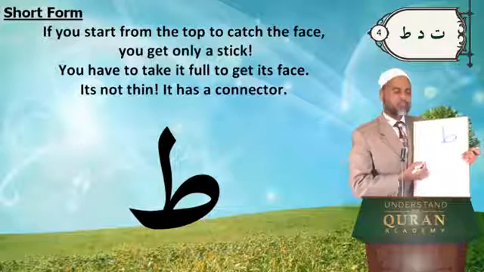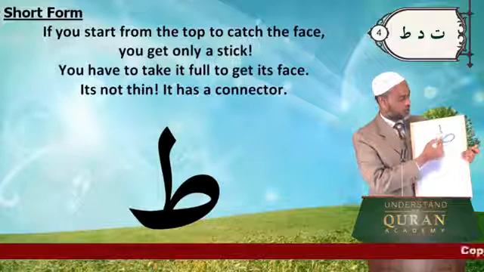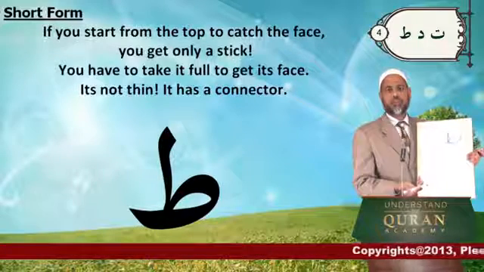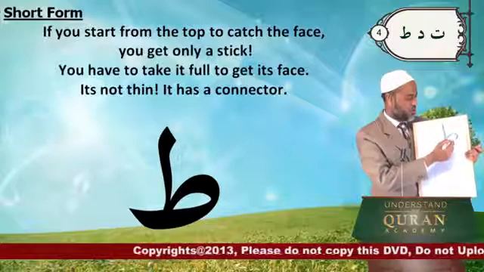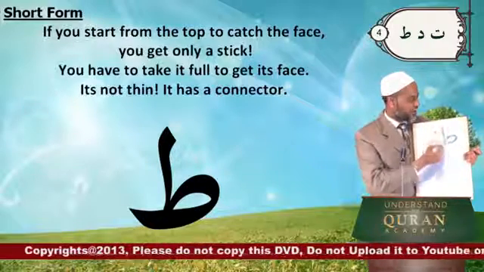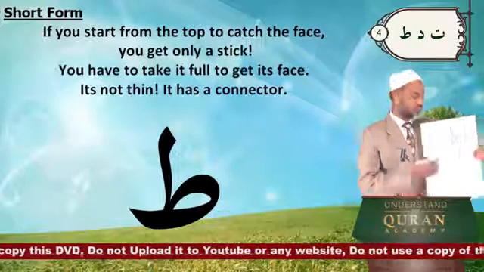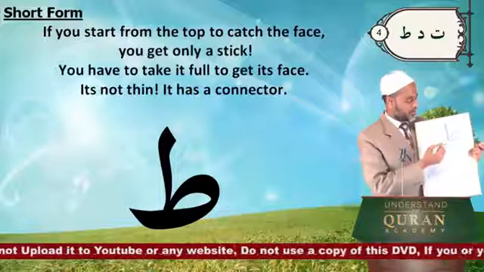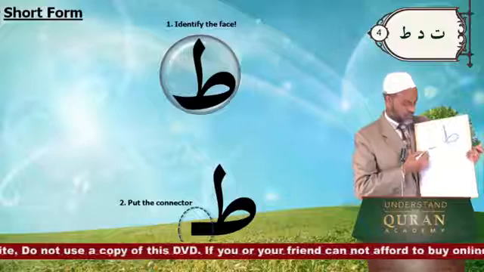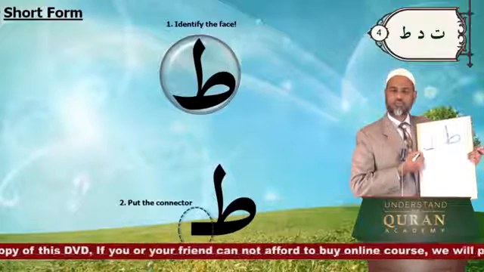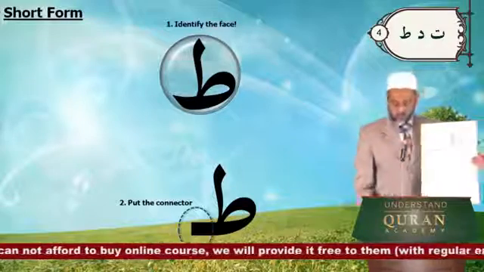So this is ta. Now you start finding out its face. You're coming from the top, it's only a stick. Well, you cannot have a stick as a face. So as you come down, you get the whole tummy. So this is the face of the letter ta. It has no connector. So here are two steps. You get the face and then put the connector. That is the short form. Okay, it has a face, so therefore it has a short form also.